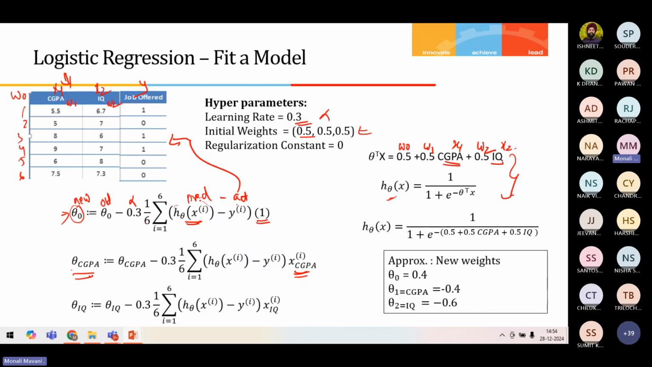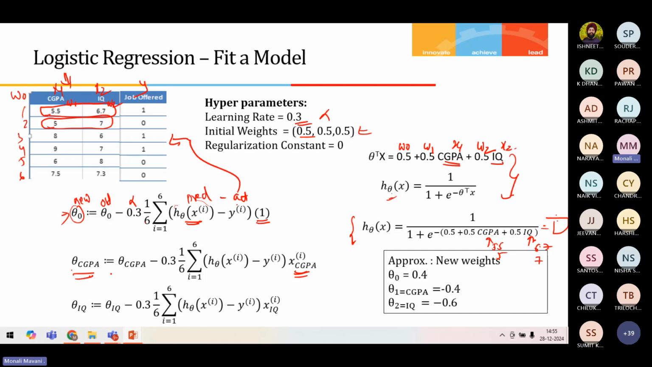Now, from where will this h of theta come? You have to calculate it. The hypothesis function will be different for each training example. For the first training example, apply CGPA 5.5 and IQ 6.7 here. Plug in these values and find the output. That will become our predicted value for the first training example. Then the second training example is 5 and 7, so CGPA is 5, IQ is 7, and then calculate h of theta x. Likewise, you will calculate for all 6 examples, plug in the values over here, take a summation, divide by 6 and compute the rest of the calculation.